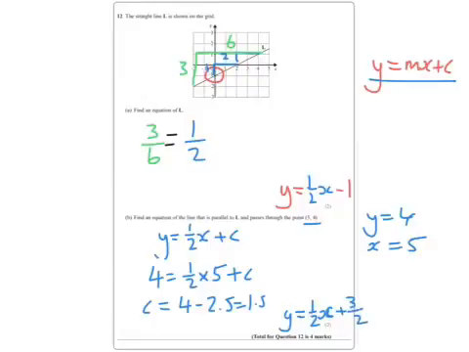Alright, so use y equals mx plus c and swap in your values, which are the coordinate that's on that line, to find what c is. You've already got the gradient because you know it's parallel.